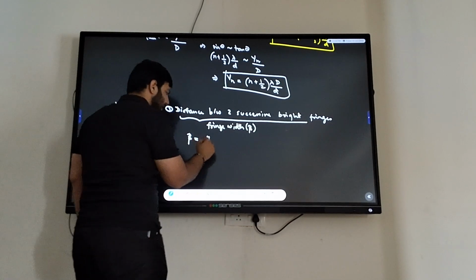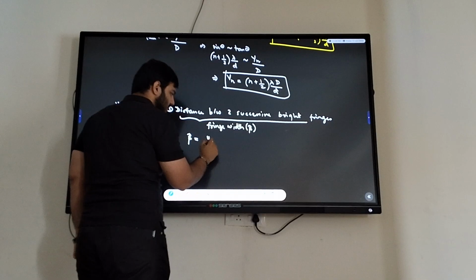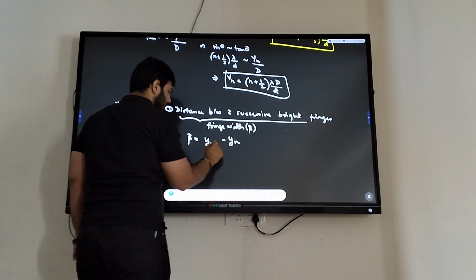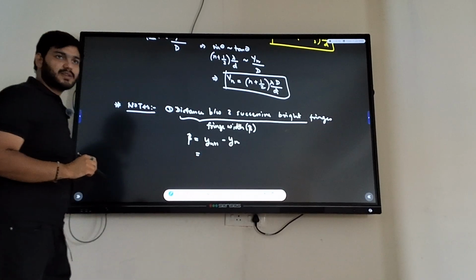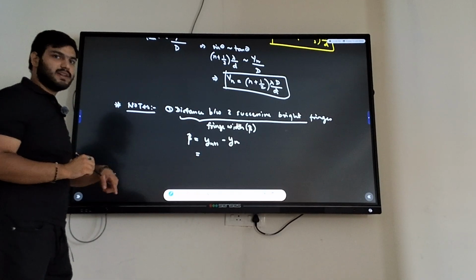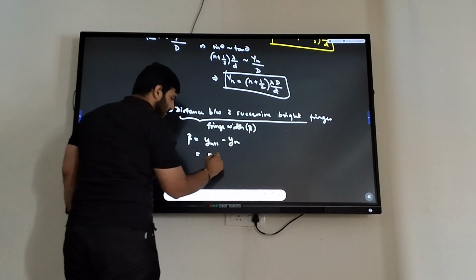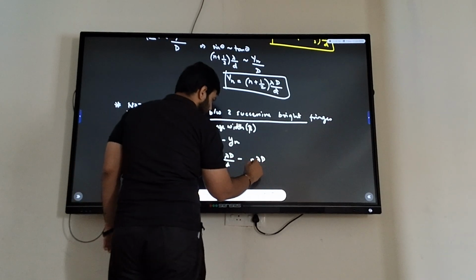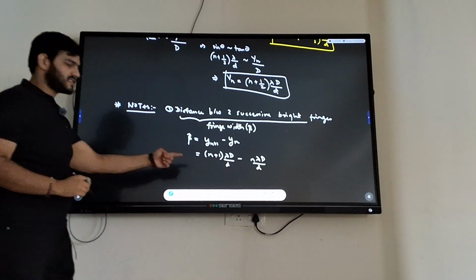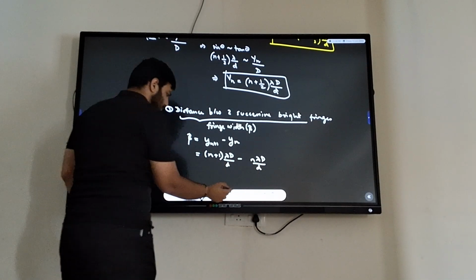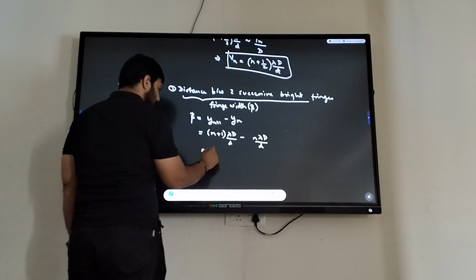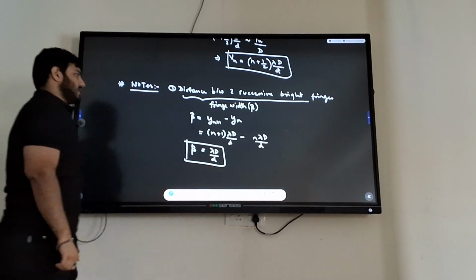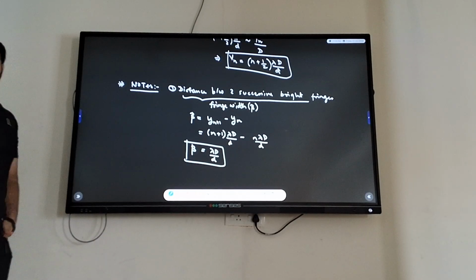That means if I take the nth fringe and the (n plus 1)th fringe, y(n+1) minus yn. So yn was n lambda D by d. So (n plus 1) lambda capital D by small d minus n lambda D by small d. And what do you get from this subtraction? It should be lambda D by small d. This is beta, the distance between two successive bright fringes.